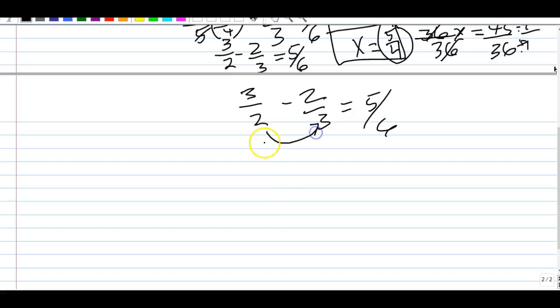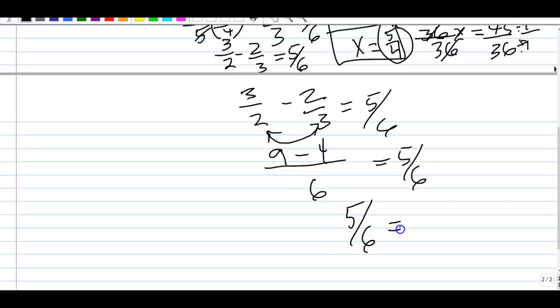Finding a common denominator for these two terms, which would be 6. 2 will go into 6 3 times. 3 times 3 is 9. Minus. 3 will go into 6 2 times. 2 times 2 is 4. 9 minus 4 is 5. 5/6 equals 5/6. Checks out.